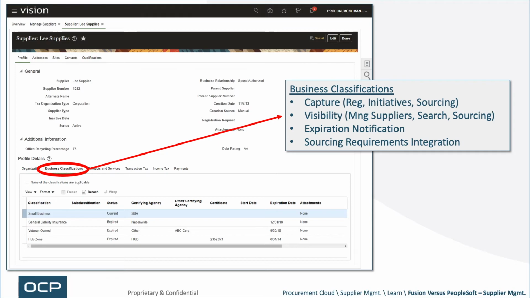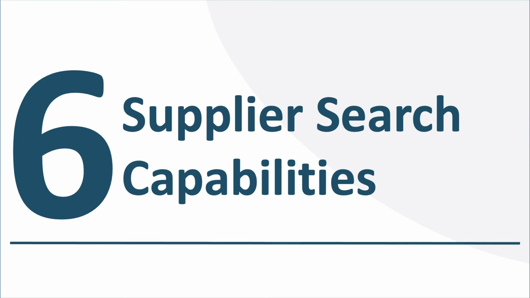So it's just a little bit about business classifications and how, quite frankly, they're a little bit better in Fusion than they were in PeopleSoft. Okay, so last up, supplier search capabilities.